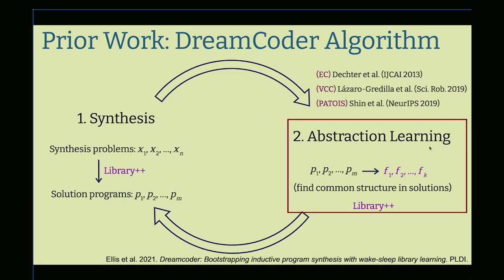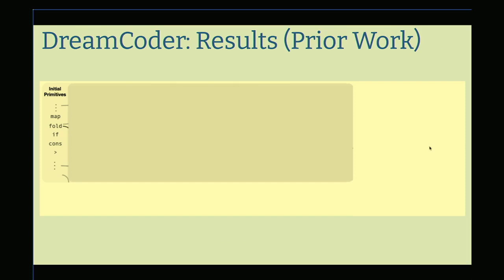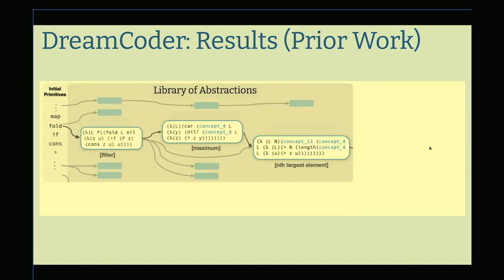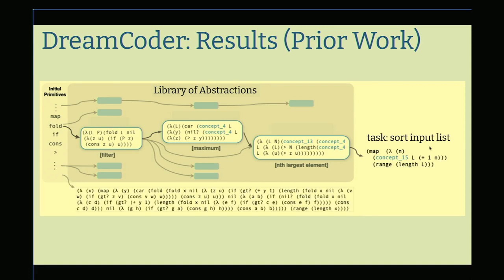And DreamCoder actually shows very cool results for this as well. So for example, starting from a low-level list manipulation domain with things like map and fold, DreamCoder can learn abstractions like filter, maximum, nth largest element, and these allow it to solve pretty complex problems like list sorting fairly concisely, while otherwise they would require something like this crazy lambda calculus program that a normal synthesizer just could not directly synthesize.